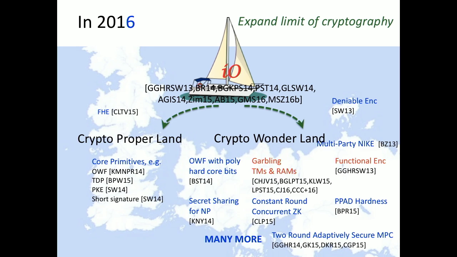Unfortunately, the picture is not really as victorious. Why? Because it turns out all those IO constructions are only candidates, in the sense that we do not have high confidence in their security.